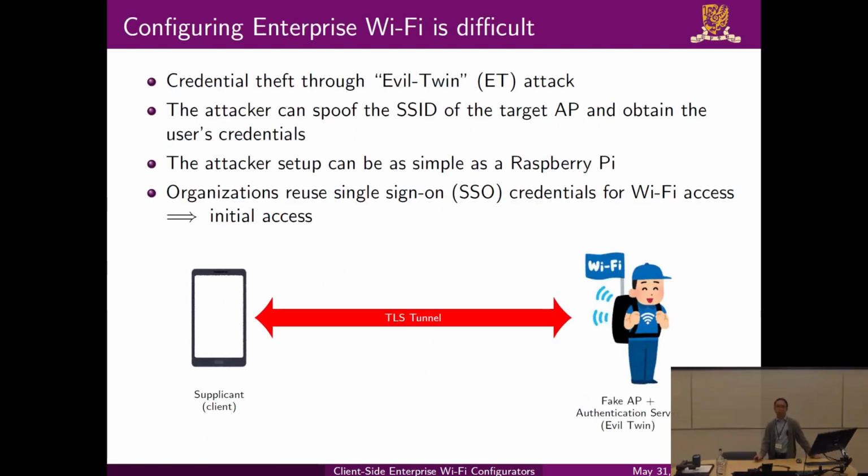And it is well known that there is a so-called evil twin attack, where an attacker can set up a rogue access point and spoof the SSID of a legit AP, and then the user may connect to the rogue AP, and the attacker can get the credentials. And the attack is very easy. It can be done with just a Raspberry Pi.